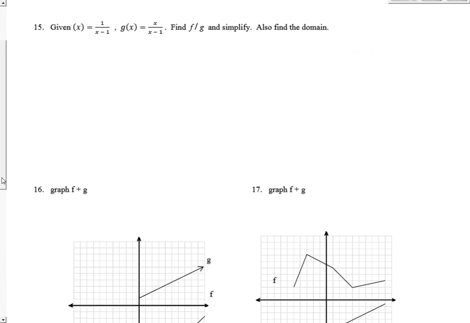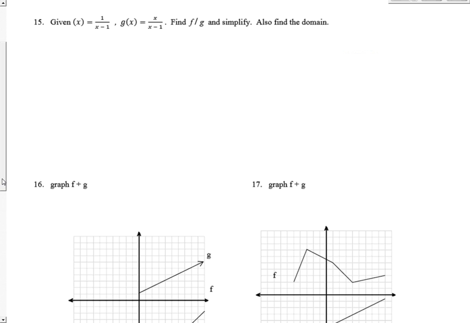Looking at number 15, this is supposed to be an f there. So we have f of x equals 1 over x minus 1. We have g of x equals x over x minus 1. And we want to do f divided by g, and then simplify. We also need to state the domain. So we're taking the function of f, putting that in the numerator. We take the function of g and we put that in the denominator.